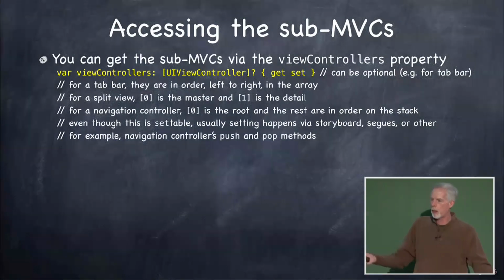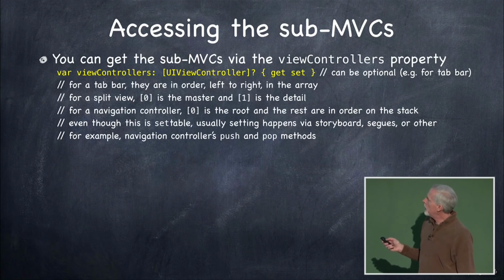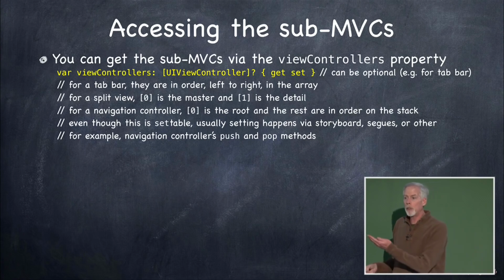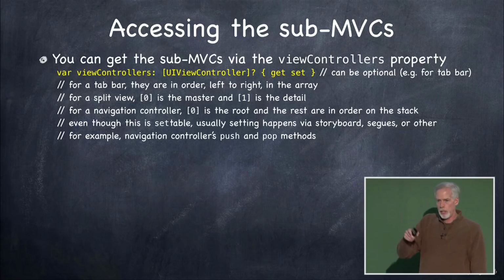All the tabs in the tab bar, both the master and the detail in the split view, all the things on the navigation stack in a navigation controller. It can be an optional, like the tab bar case. I don't think it's an optional for the other two. You have to look at the documentation for that. But in a tab bar, this is just the array. I believe it's from left to right, so it's all the MVCs from the left tab to the right. And if you have more, then it spills into the order in the More tab.